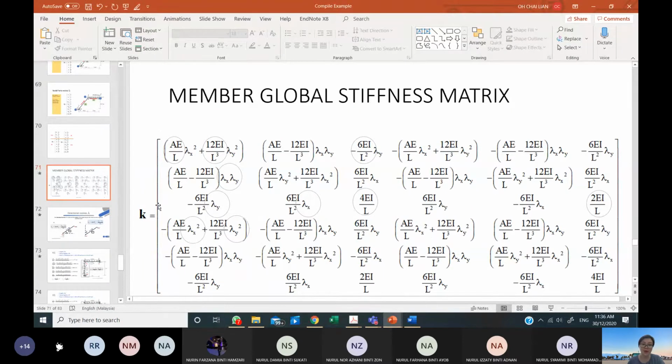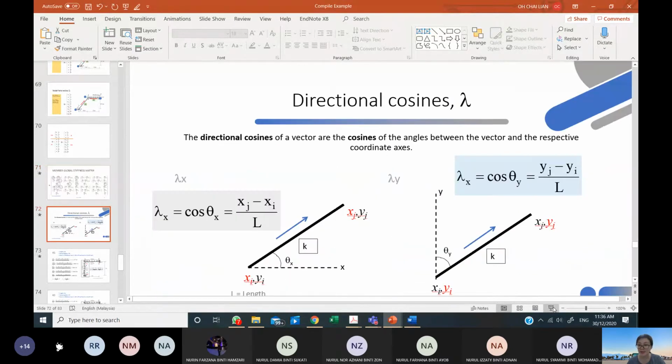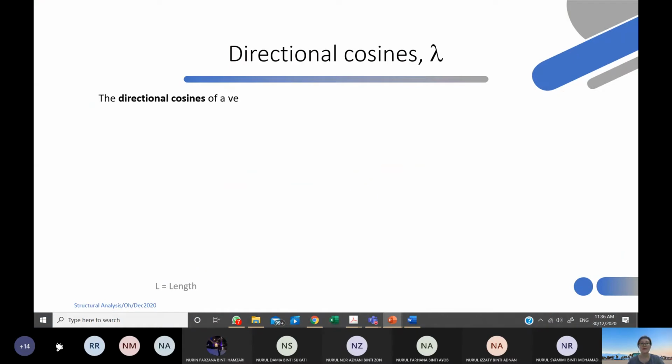Before that, because you haven't gone through my video on how to get the lambda, I will explain to you what is lambda. If you look at your appendix, the lambda has been given in a symbol of C. So they are basically the same. So what is lambda or C here? This lambda is actually named directional cosines.